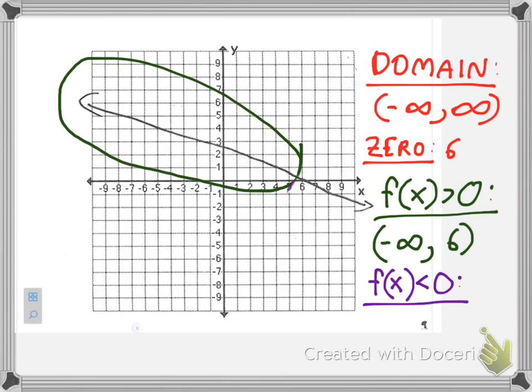To figure out where the graph is negative, we look at where the graph is below the x-axis. We then see that the graph is negative on the interval from x equals 6 until positive infinity. Once again, since the function's value is 0 at x equals 6, it is not negative, and therefore we use the open bracket and do not include 6 in the interval.